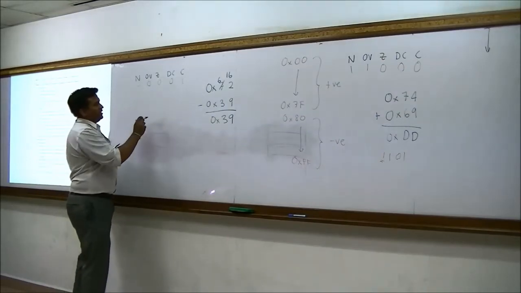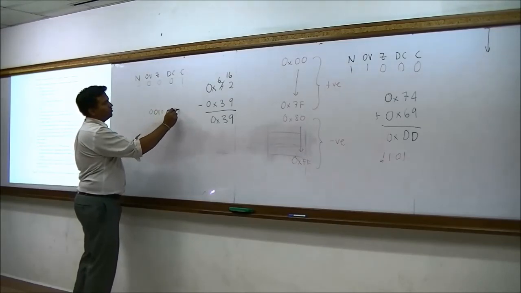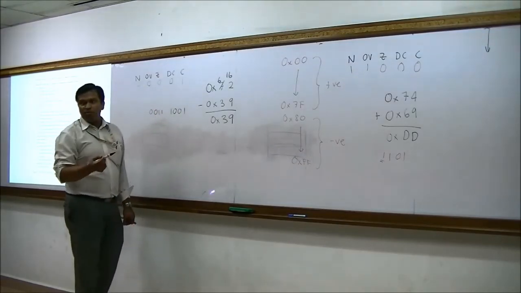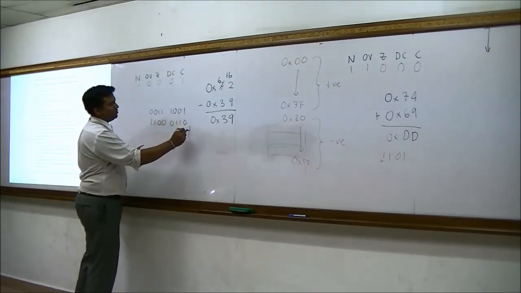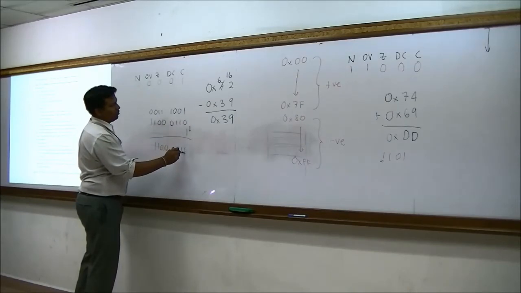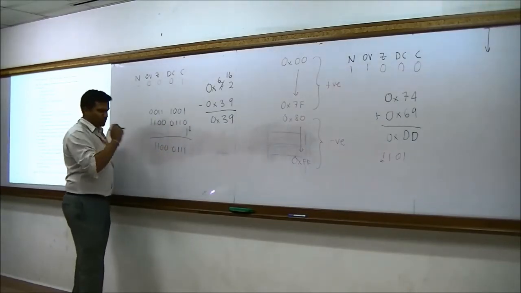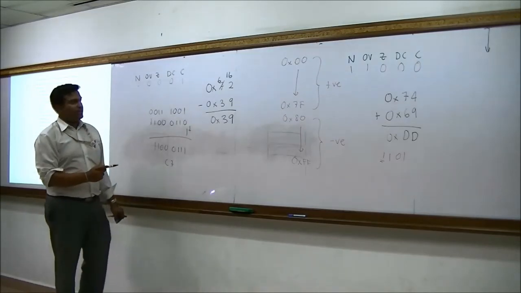So let's take the 39. 39 is actually 0, 0, 1, 1, 1, 0, 0, 1. 9 is 1, 0, 0, 1. We have to perform 2's complement of this, right? So you get 1, 1, 0, 0, 0, 1, 1, 0 plus 1. You get 1, 1, 0, 0, 0, 1, 1, 1. So what is this in hex? This is C7. C7, right?